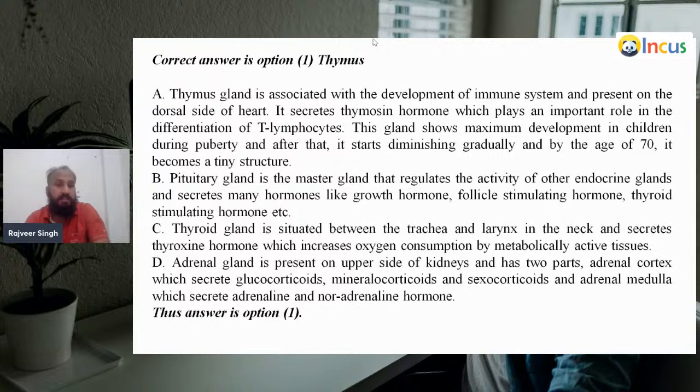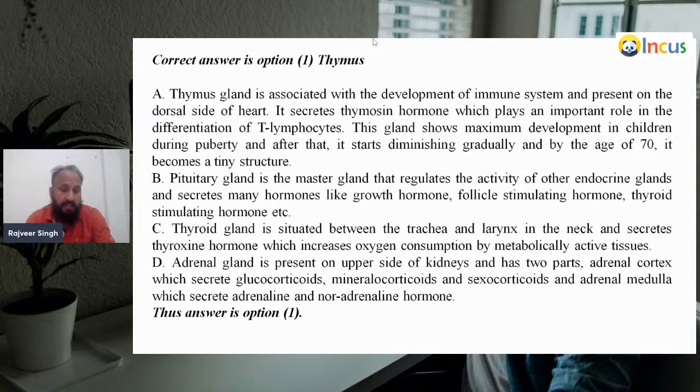So let me describe. The thymus gland is associated with the development of the immune system and is present on the dorsal side of the heart. It secretes thymosin hormones which play an important role in the differentiation of T lymphocytes. This gland shows maximum development in children during puberty, and after that it starts to diminish gradually, and by the age of 70 it becomes a tiny structure.